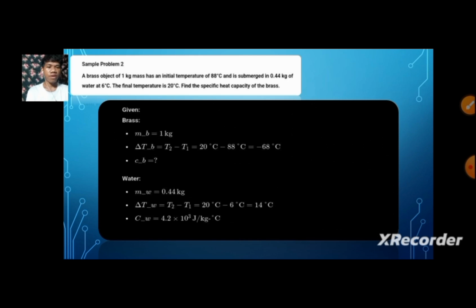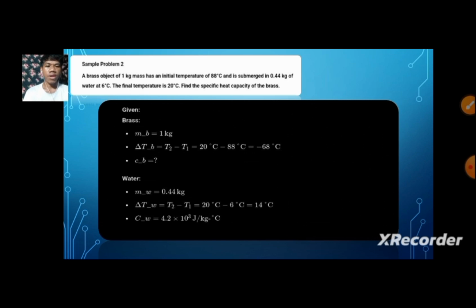We have the given: brass and water. Same givens as sample problem number 1, but different values in sample problem number 2. We have brass and water. Here we have mass, delta, and capacity. For the brass, our mass is 1 kilogram, and our delta is 20 degrees Celsius minus 88 degrees Celsius, which is equal to negative 68 degrees Celsius. As for our capacity, it is still unknown.